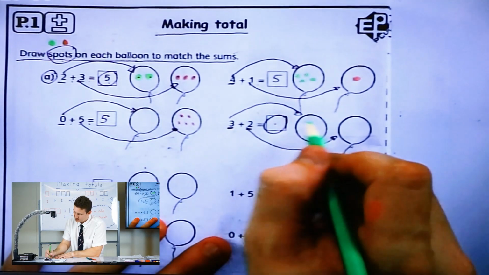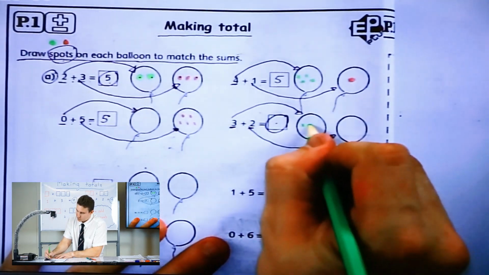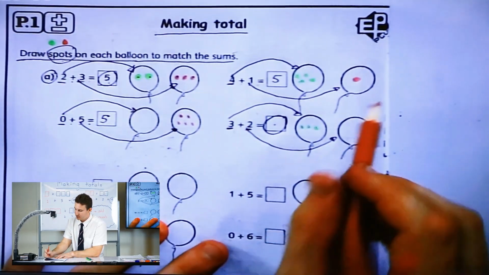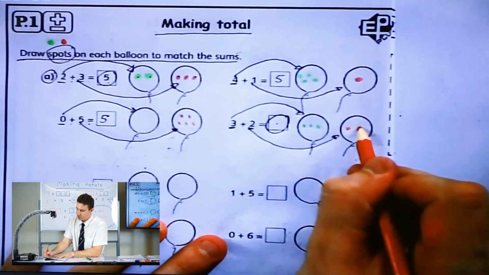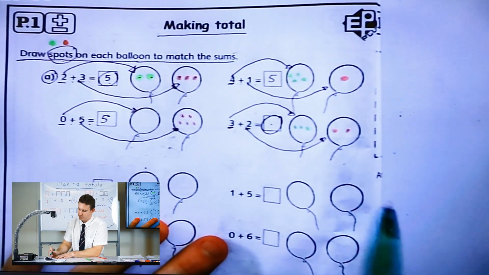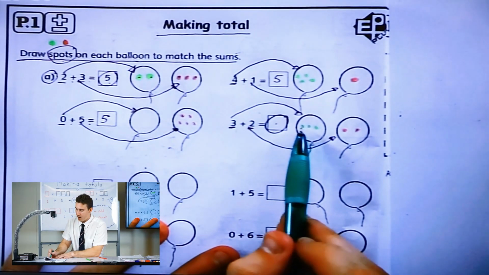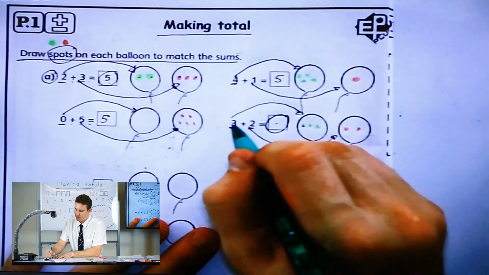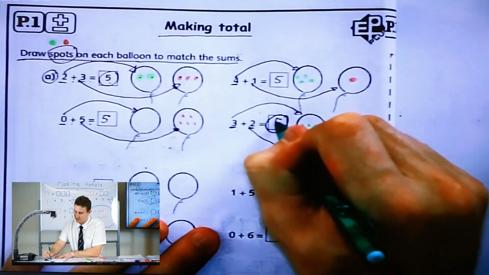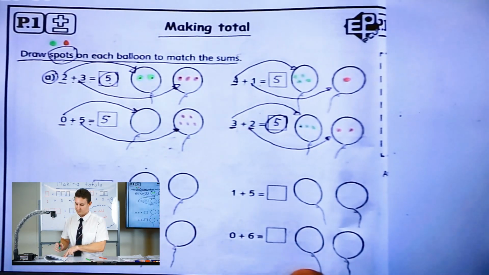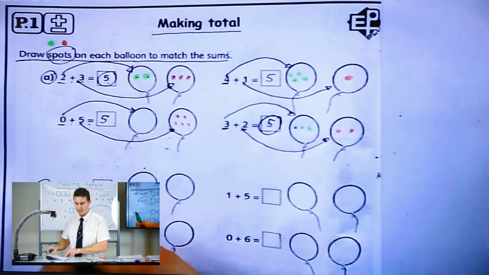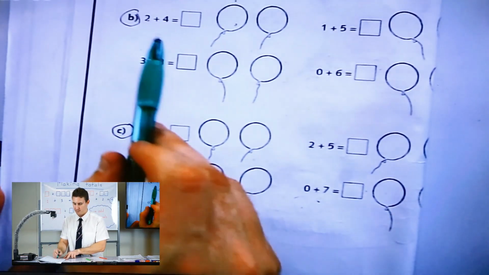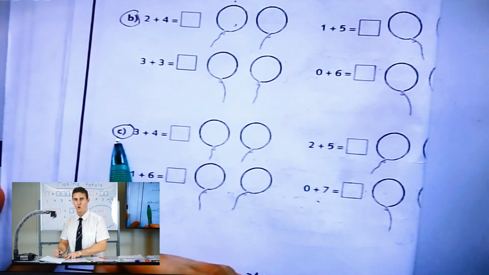So let's go with 3 first. 1, 2, 3. And in the second one, we have 2, 1, 2. And we can count. So let's count together. 1, 2, 3, 4, 5. So 3 plus 2 equals 5. Very good. Now please, can you do examples B and C by yourself?